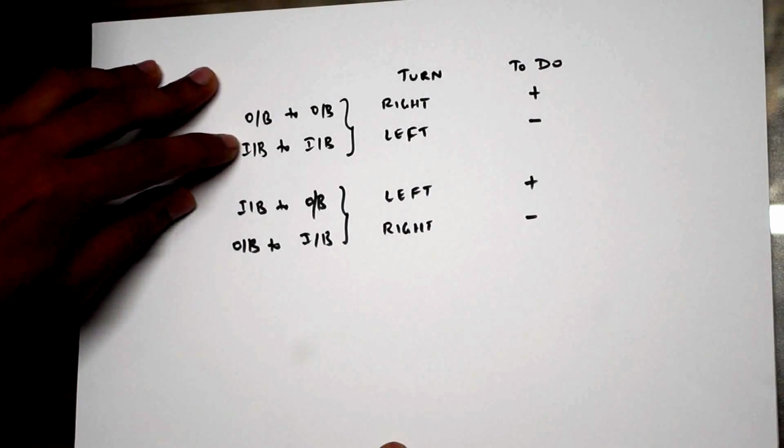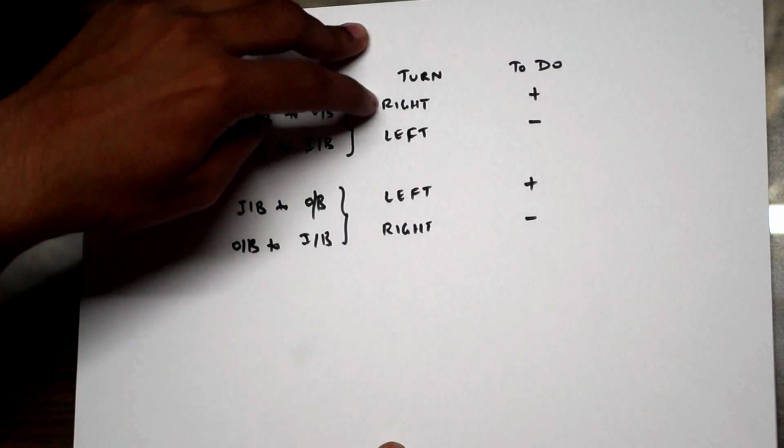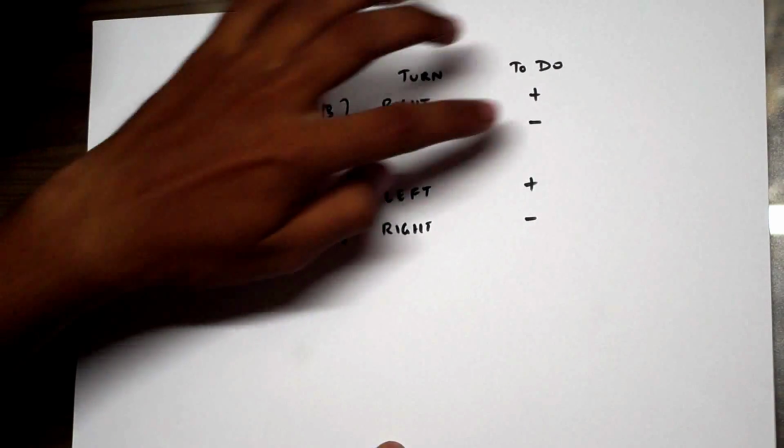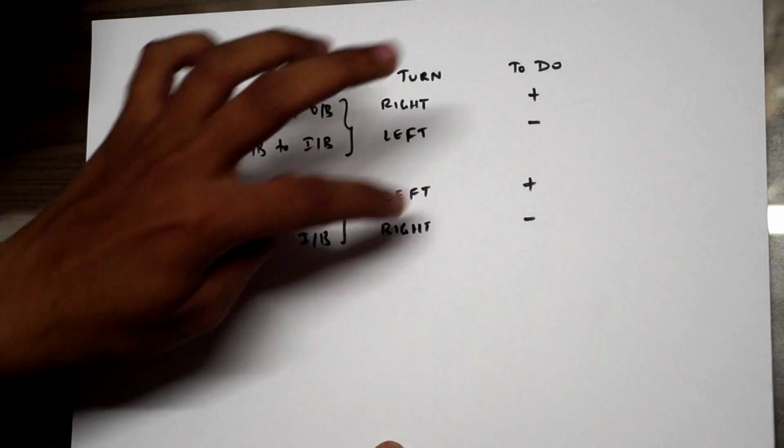Outbound to outbound, inbound to inbound. Since you know the radials and the course interception that you're going to do, you can just find out if it's a right turn you have to add, if it's a left turn you have to subtract. If it's an inbound to outbound or an outbound to inbound, if it's a left turn you have to add, right turn you have to subtract.